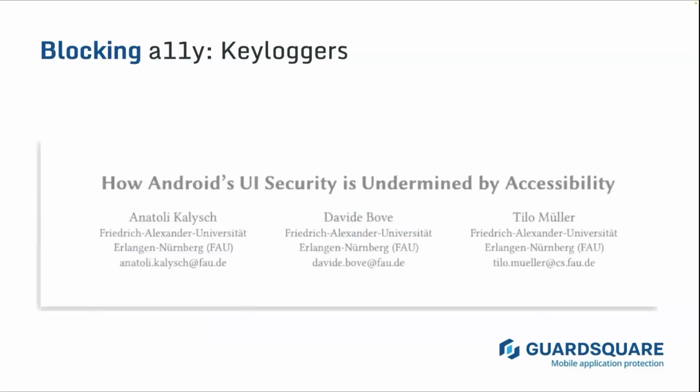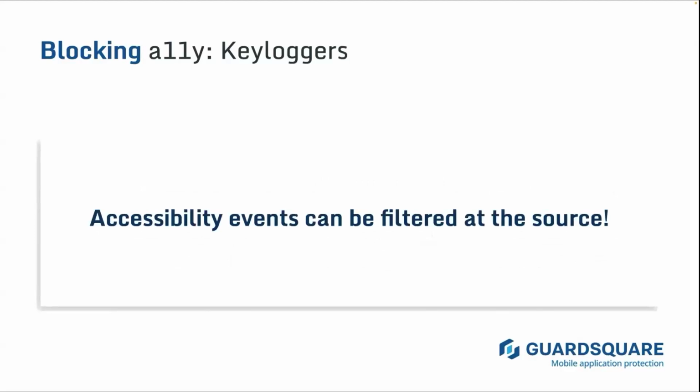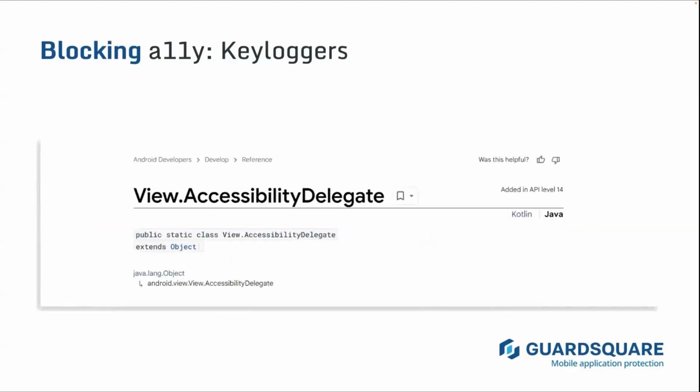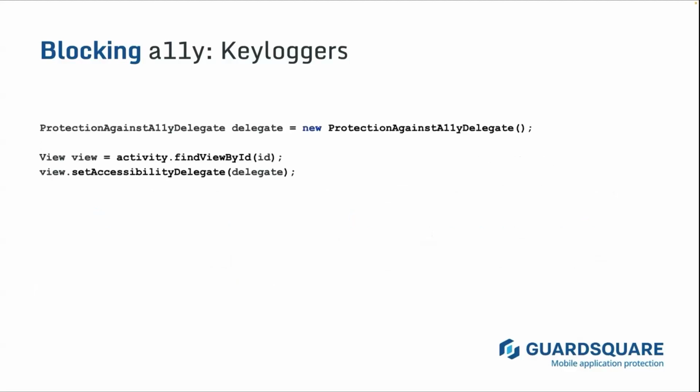Okay, if we look at the scientific literature, we will find a paper from 2017 where they basically say that it is possible to filter the information at the source. So from my application, I can control what information goes outside to be reached by accessibility services. One of the ways to achieve this is by using accessibility delegates. So how can we do this?